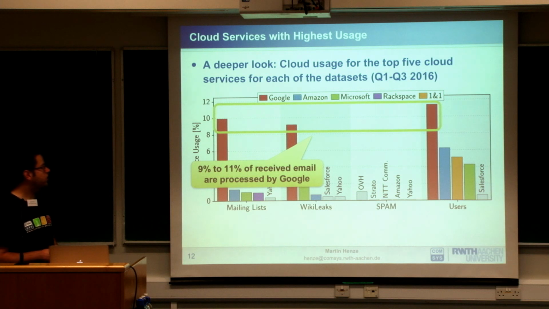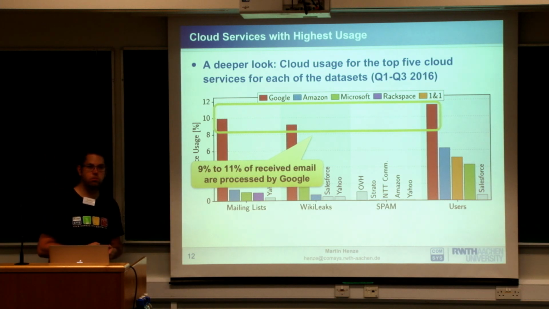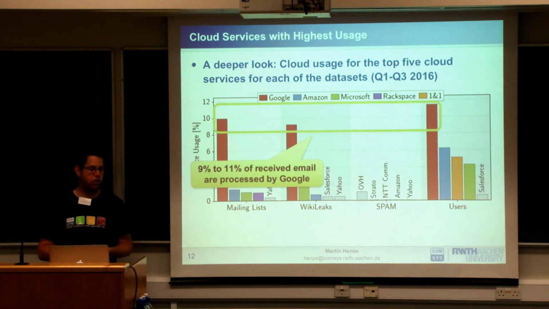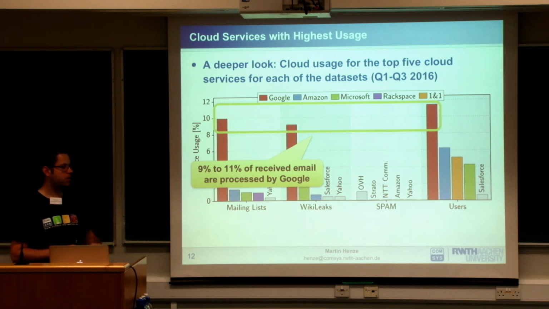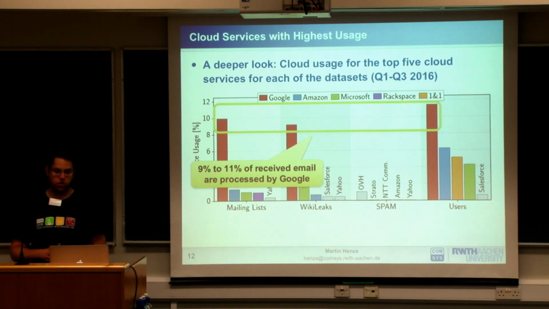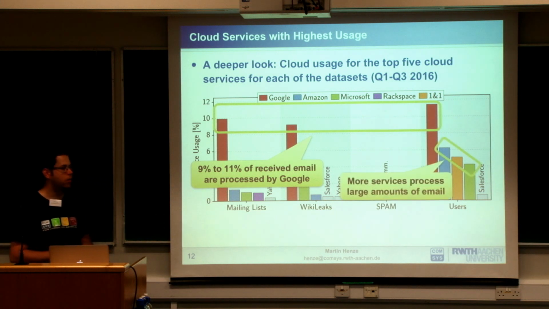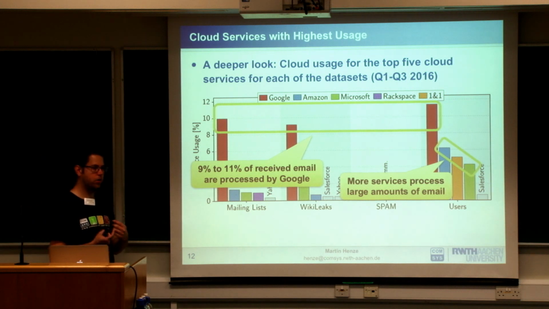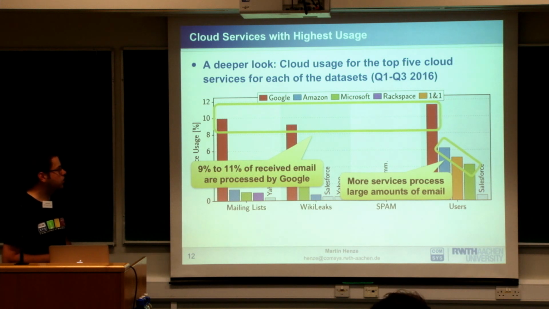And what you essentially see is that Google, not very surprising, is processing about 10% of the emails for all data sets besides the spam data set. So the spam data set, you see there's essentially nearly no cloud usage. And what you also see is that for the users data sets, which is 20 volunteers that agreed to run our scripts and code on the data, that there are more services.